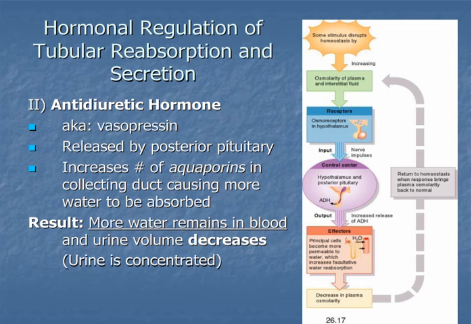So the result of elevated ADH levels is that more fluid will be reabsorbed and less will be lost in the urine. That is, we tend to maintain blood volume and produce a very small and concentrated urine volume.